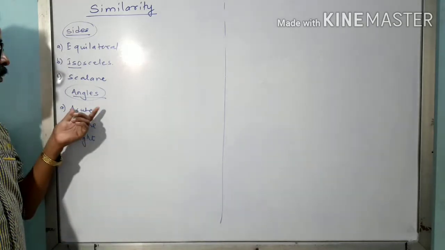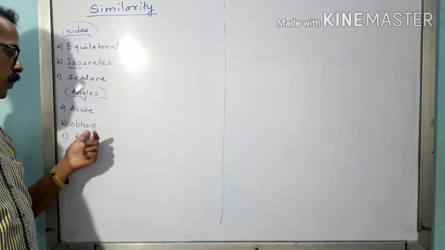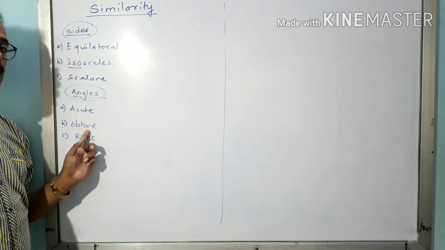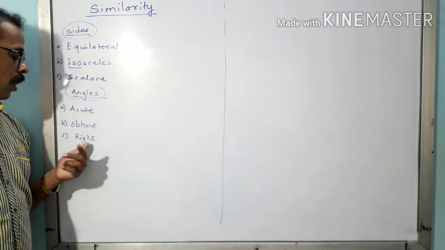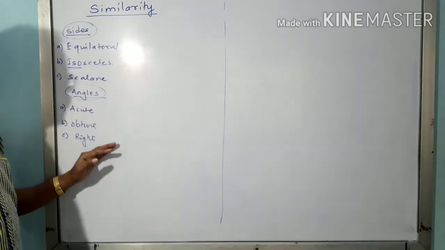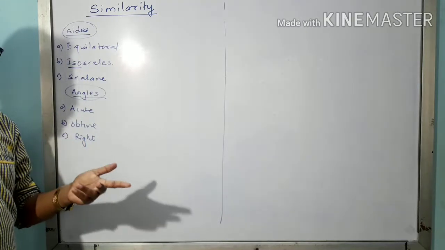What about acute? All the angles are acute, then it is an acute angle triangle. Obtuse, when one angle of the triangle is more than 90 degree but less than 180 degree, then it is called obtuse. And right angle means only one angle is a right angle. So these are the 6 types of triangle that you studied in your lower standard, which we are carrying forward ahead.